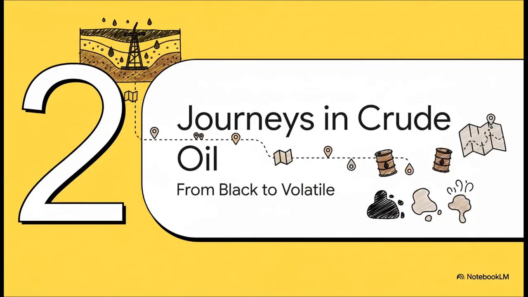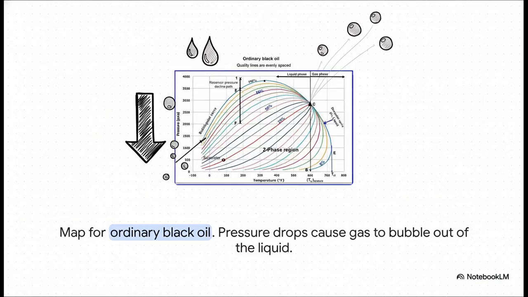Okay, so now let's actually put this map into action. We'll start with the world of oil reservoirs, and we're going to follow their journey on this diagram as they get produced from deep underground. Right, here's the map for a typical black oil. You see, production starts way up here at a really high pressure, safely in the liquid phase.